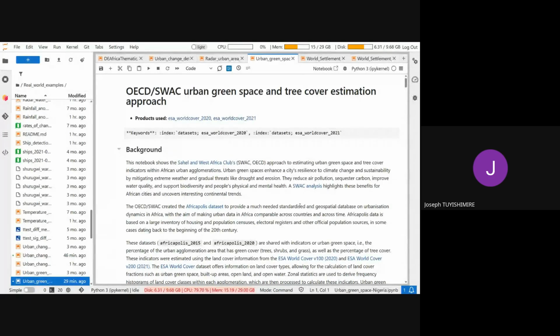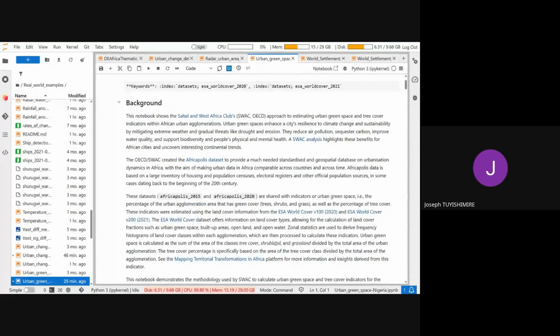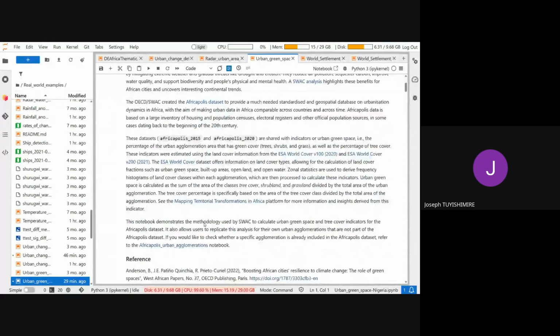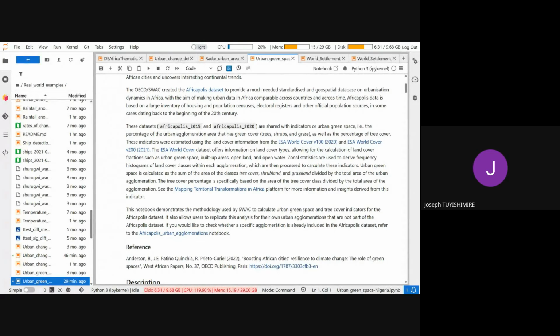The idea was to use global data, especially the Africa Polis 2015 and 2020, to map out the urban extent, but also using the European Space Agency land cover maps to extract tree cover and even green spaces in urban cities. This is a good way to monitor the concept of green cities and how cities or governments are complying with their commitments.